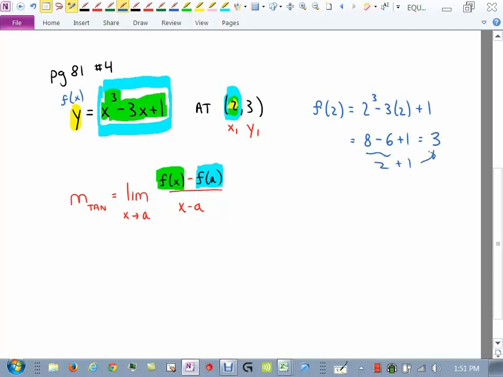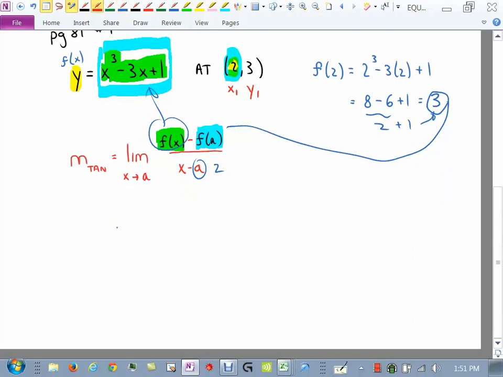All right, so I kind of know what the pieces are here already, right? This is 3, and then this piece is that. And then down here, that's going to be replaced with a 2. So let me rewrite this. The slope of my tangent line should be the limit as x approaches, oh yeah, this one I forgot to mention, that a is 2, of f of x, which is x cubed minus 3x plus 1, and then minus what we just got when we plugged 2 into the function. So that's our 3. All over x minus 2.